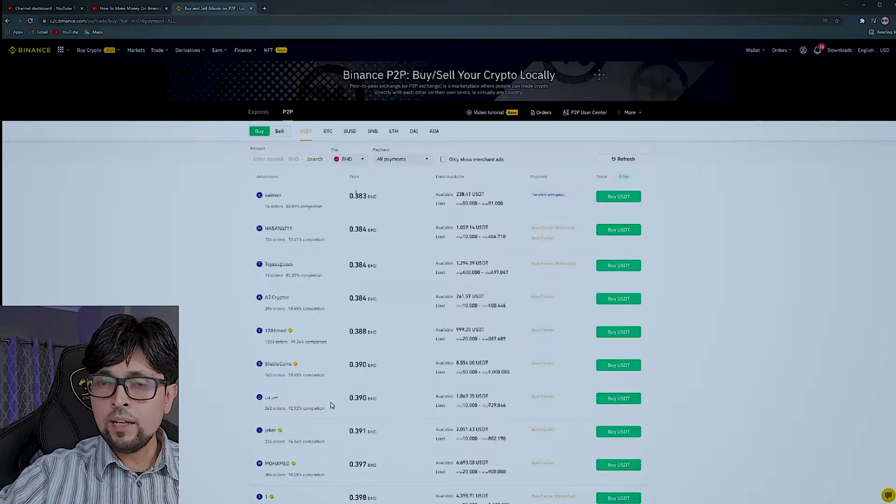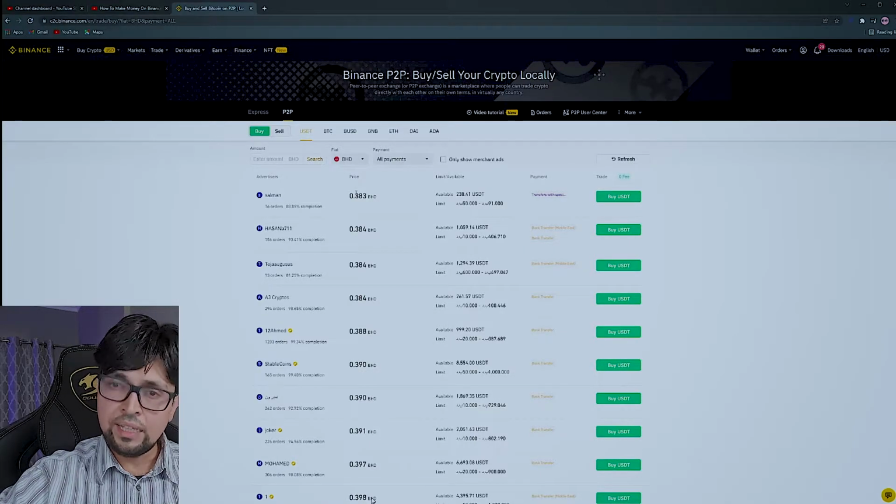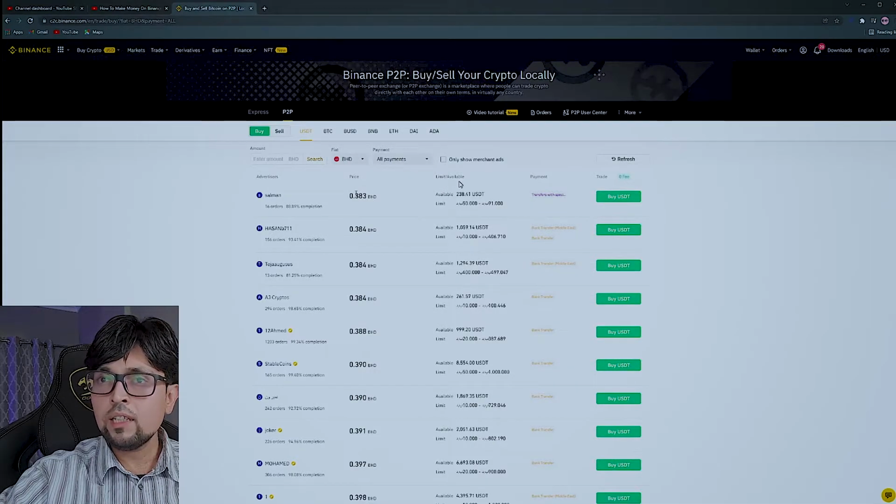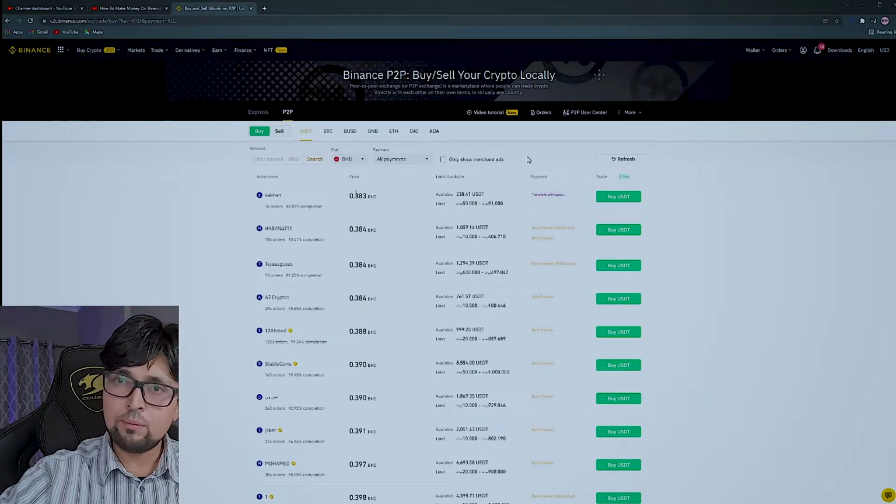Now you can see over here a lot of advertisers are here and there are different prices for the USDT. Since I have chosen USDT and I want to buy USDT, the minimum somebody is charging you is 0.383 and the maximum somebody is charging you is 0.398. So you can see over here there is a limit and available. So this much is the amount of available USDT. This is the minimum limit this gentleman is selling and that's the maximum limit. That's the payment process they are accepting.